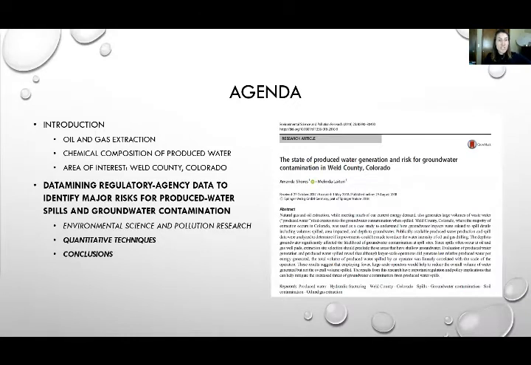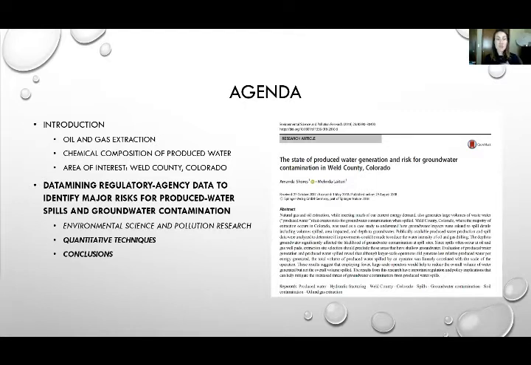So today we'll be discussing oil and gas extraction, which was the focus of my research, and the produced water that's generated from oil and gas extraction. We'll talk a little bit about the chemical composition of produced water, my area of interest, which was Weld County, and then the methodology that I used for this particular publication, which heavily relied on data mining regulatory agency data to identify risks for produced water spills and groundwater contamination.